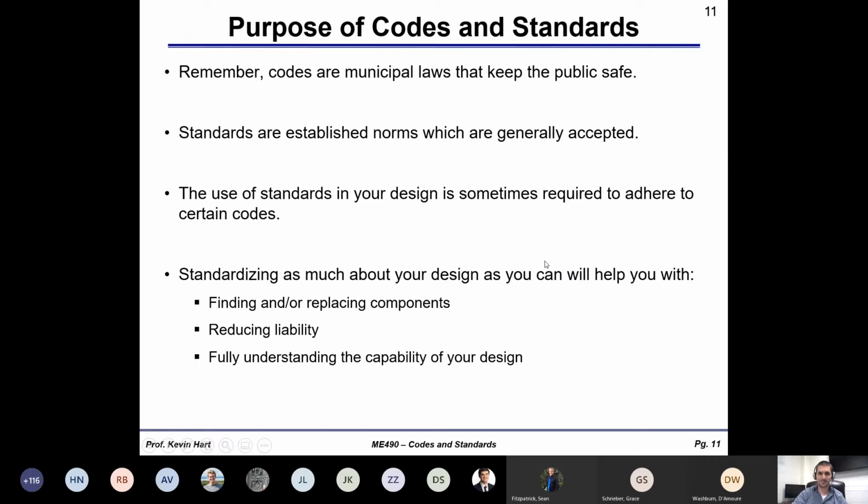Standards, yes, good things. Now, wrapping it up for codes and standards, remember what they are. Codes are municipal laws that keep people safe, so you have to adhere to them, especially if you're designing for the general public. Standards are norms which are generally accepted. It's not that by law you have to use them, but if you use them, your life will be easier. Sometimes the use of standards is required by codes. So you might see a code that says must use a bolt that adheres to ANSI blah, right? So you have to know the difference and understand where to go to identify those two things.